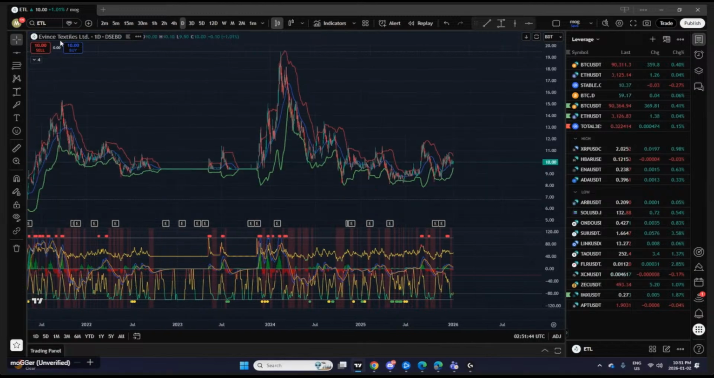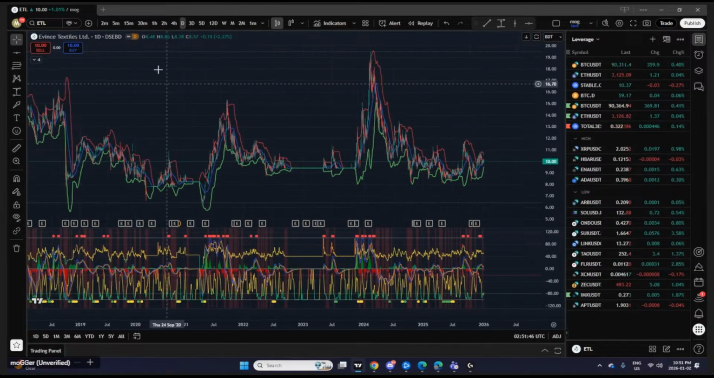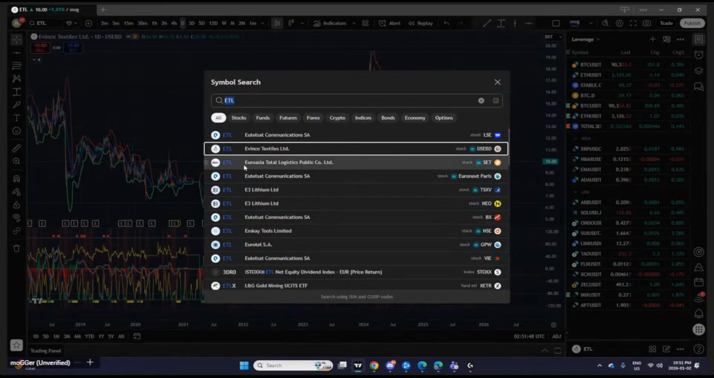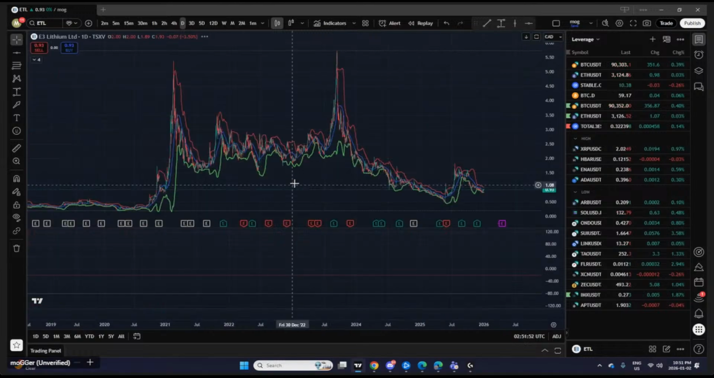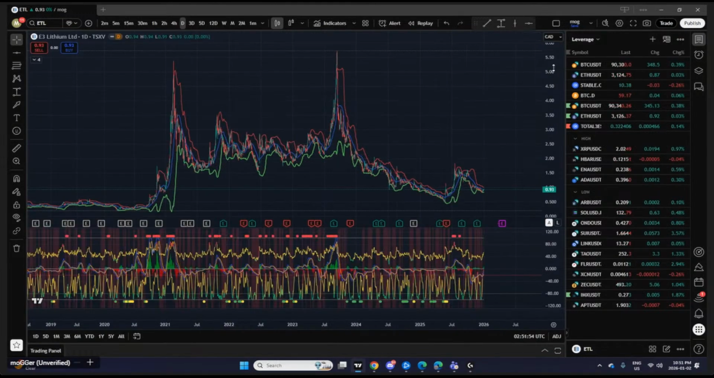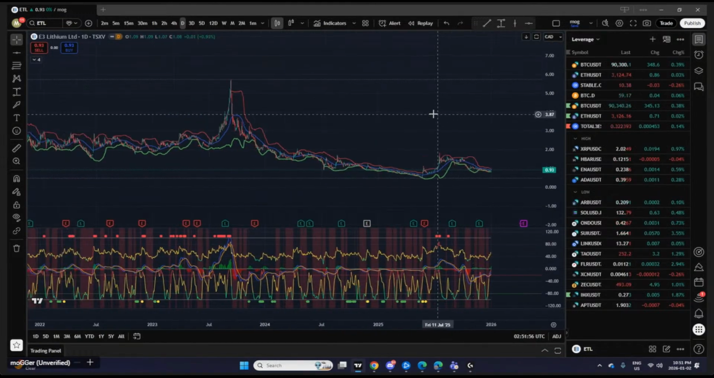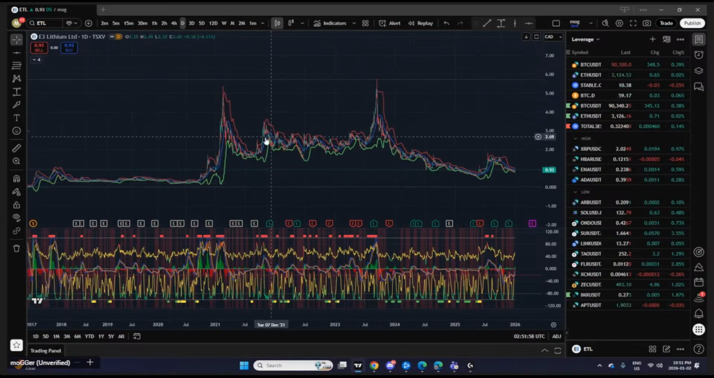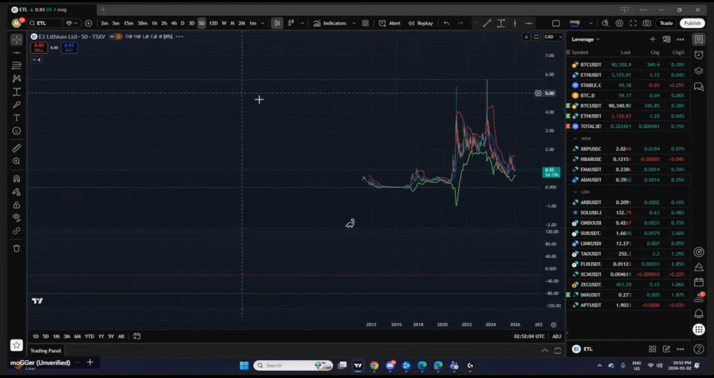Okay, E3 Lithium. There you go. Now you get the double car crash. Yay! I found it. That's what she said. Hopefully not, guys.